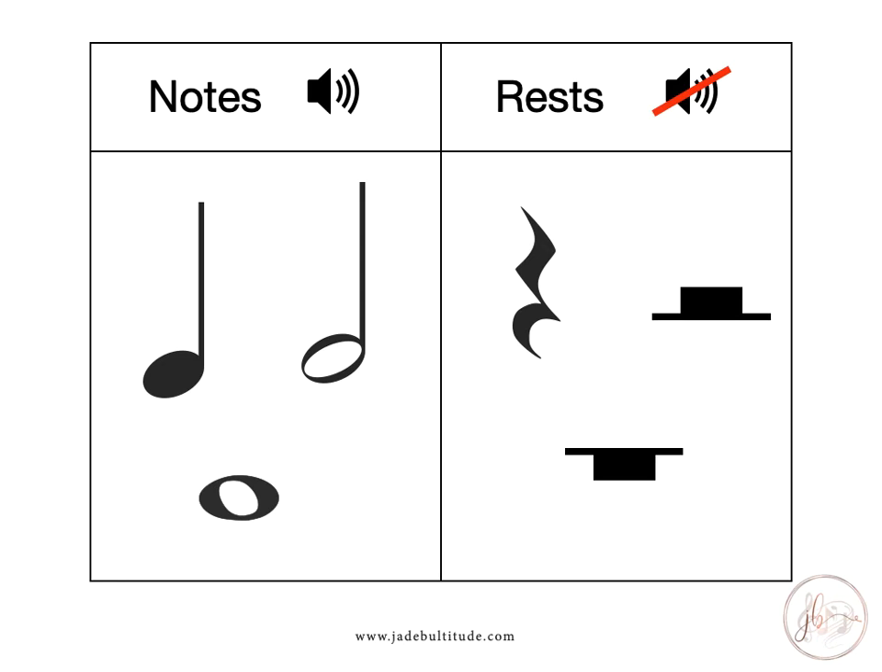Let's remind ourselves of the difference between notes and rests. On the left-hand side of our table, you can see we have notes. When we see these on the music, we know that we have to make a sound. On the right-hand side of the table, we have a selection of rests. We know when we see these on the music, we don't make a sound.